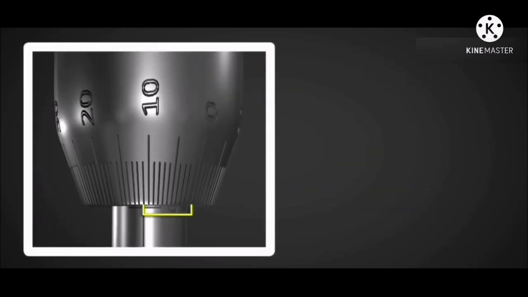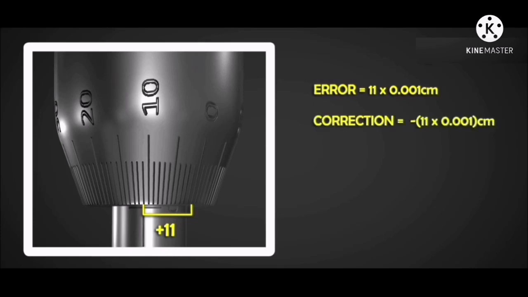Here, in this case, the 11th division of the circular scale coincides with the reference line. Thus, the extra length it measures is 11 into 0.001 centimeter. The correction is minus 11 into 0.001 centimeter.